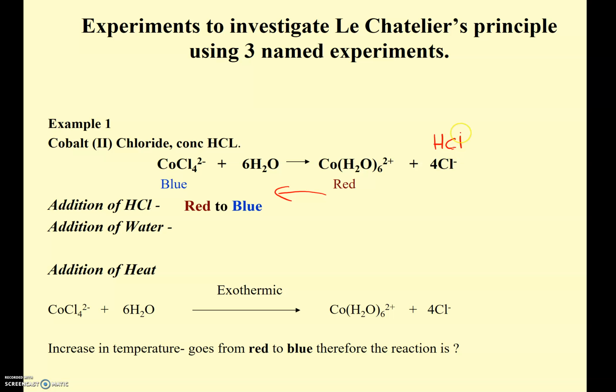You're always going from a region of high concentration to low concentration. So if you increase the concentration of hydrochloric acid on this side, you're going to shift equilibrium in the opposite direction, so it's going to go from red to blue. Similarly, if you add water, you're going to increase the concentration of water on this side, and specifically you're really looking at H+. That's going to shift it to the right, so you're going to go from blue to red.